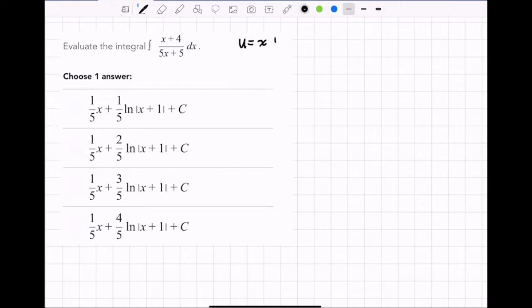You would be like, okay, u equals x plus 4. And then you try it. You're like, okay, then du equals 1 dx. Oh, that doesn't help me at all. It doesn't, because when you sub those in, you can't get rid of all the x's. So that one doesn't work.